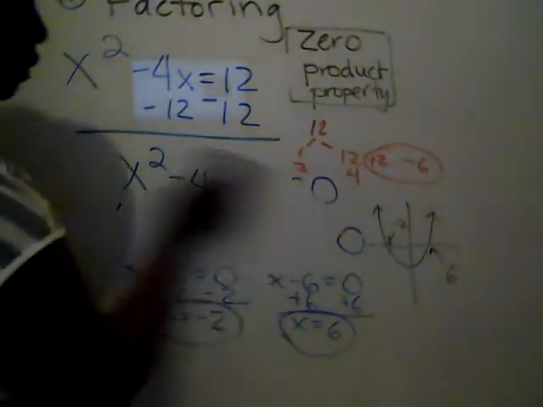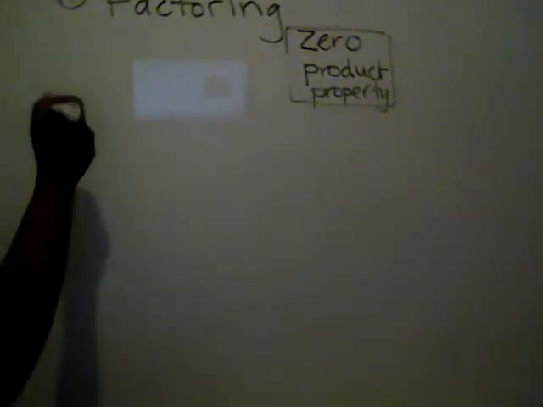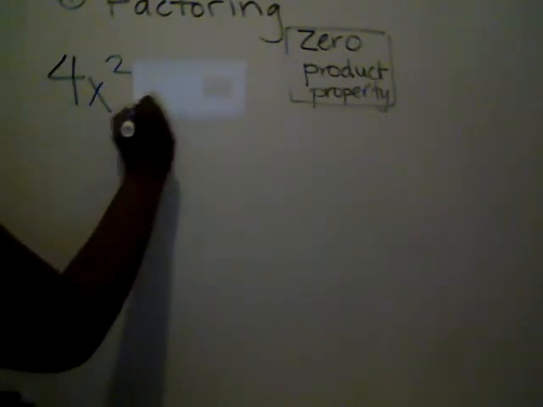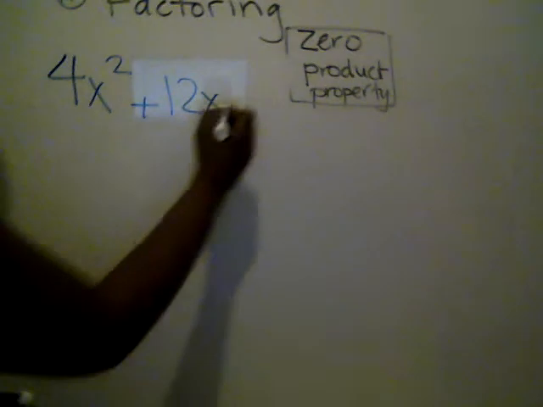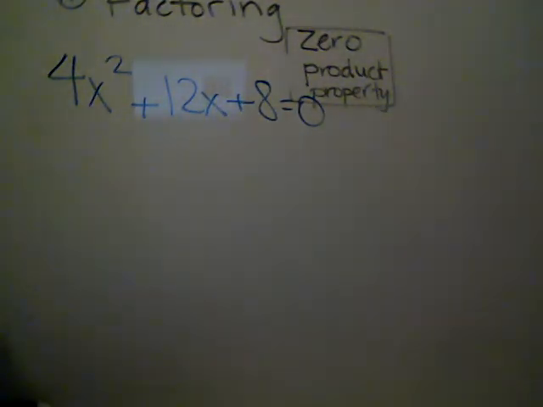Let's do another factoring using one that's a little more complicated. We'll do 2 more actually. So let's say we have 4x squared plus 12x plus 8. And again, we always have to make sure it's equal to 0 before we can technically factor it. In this case, it's already equal to 0.